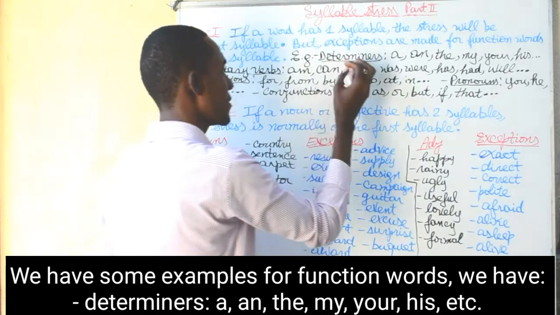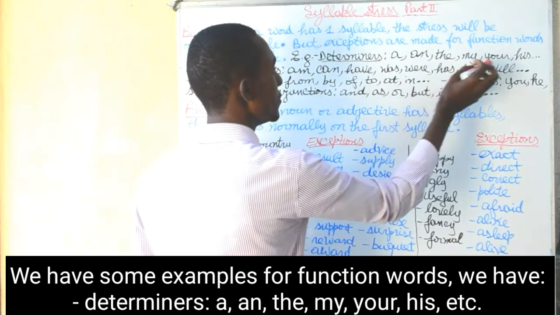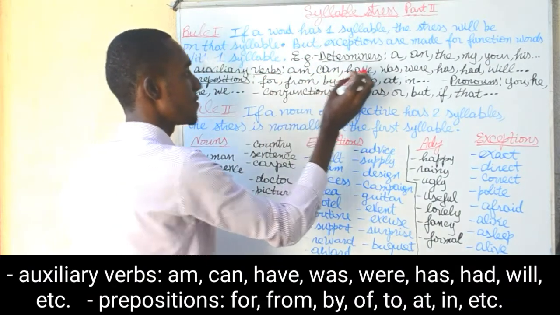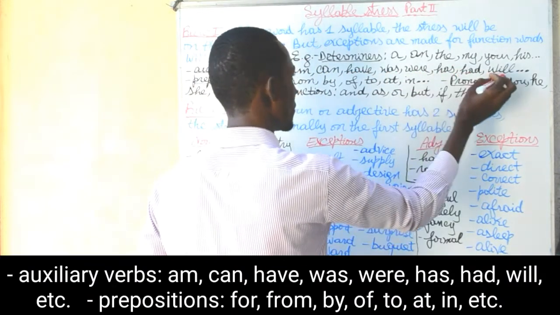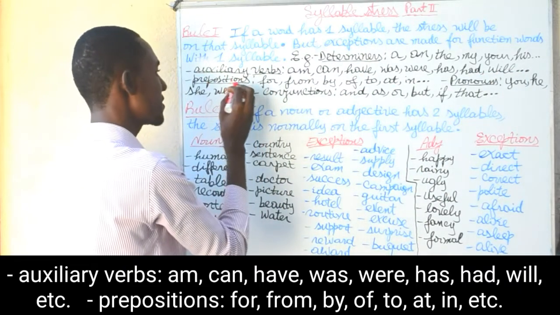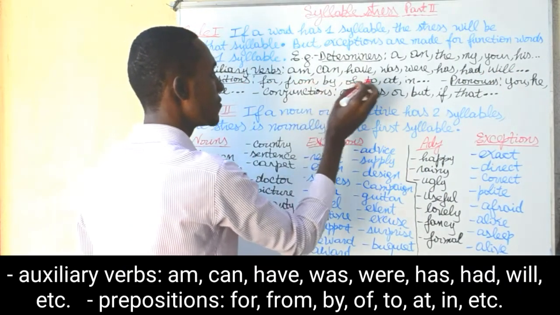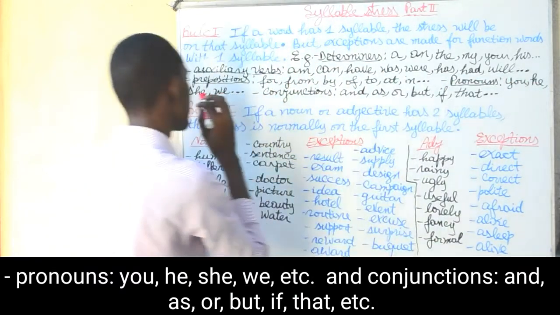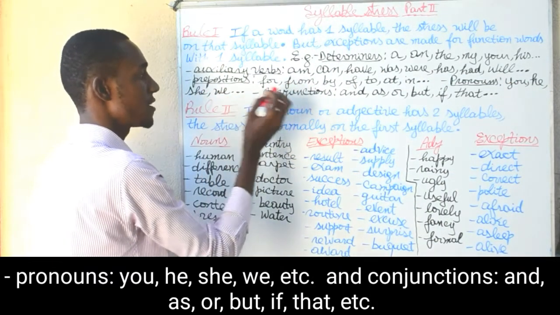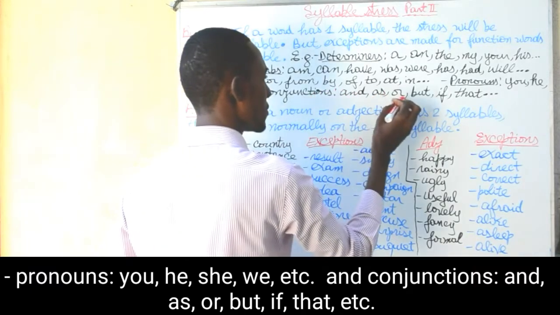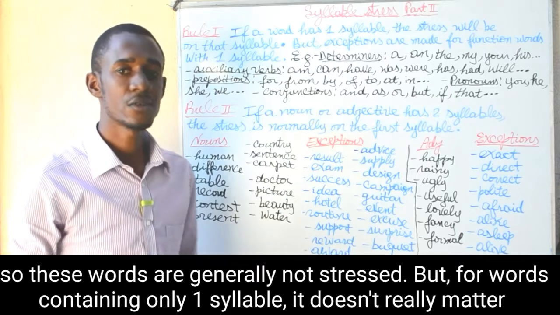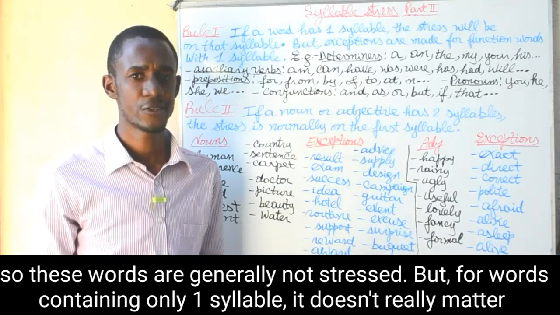We have determiners: a, and, the, my, your, his, etc. Auxiliary verbs: am, can, have, was, were, has, had, will, etc. Prepositions: for, from, by, of, to, at, in, etc. Pronouns: you, he, she, we, etc. Conjunctions: as, or, but, if, that, etc. Okay? So these words are generally not stressed.